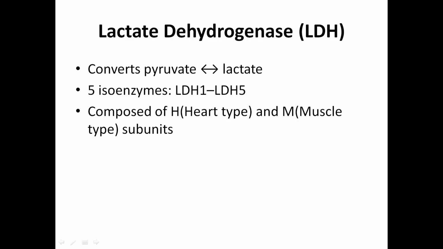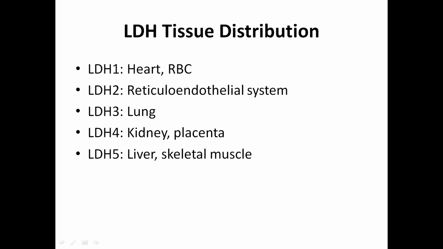Now LDH tissue distribution, meaning the tissues where we can find lactate dehydrogenase. LDH1 is found in the heart and red blood cells. LDH2 is found in the reticuloendothelial system. LDH3 is found in the lungs. LDH4 is found in the kidney and placenta. LDH5 is found in the liver and the skeletal muscle.